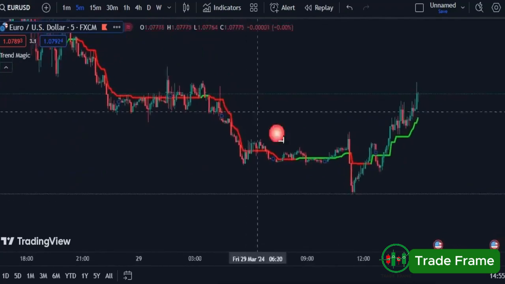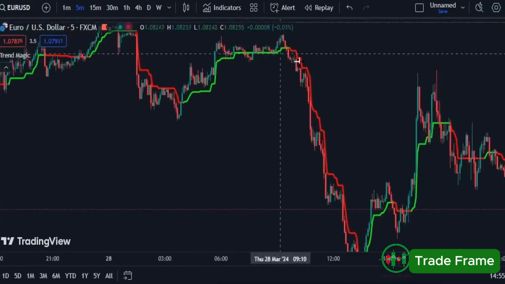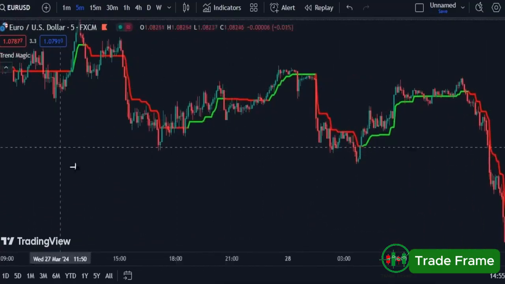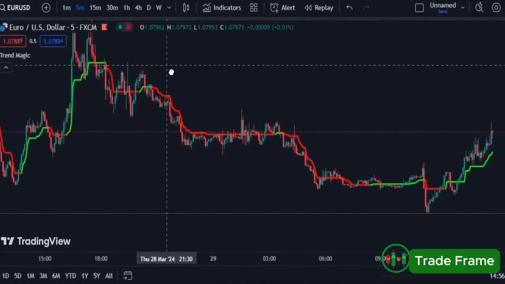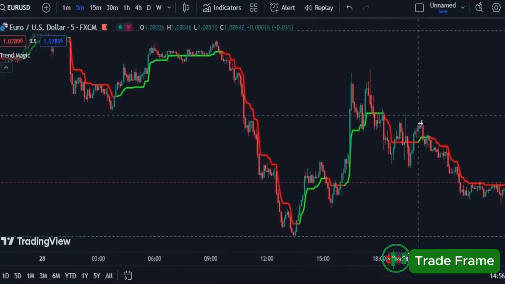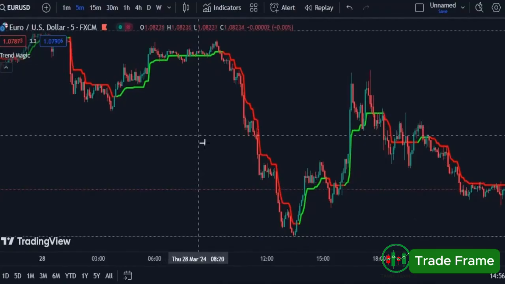So in congested areas, we need to be more cautious to ensure the reliability of the signals before making any decisions. This indicator typically cannot be used alone and needs to be combined with a stronger indicator, such as a more reliable one, to filter out false signals.